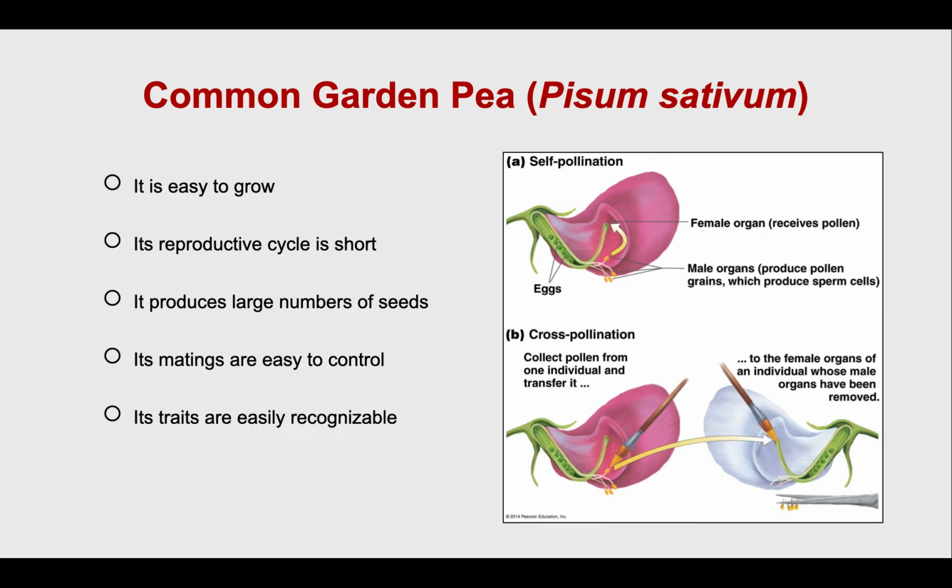So Mendel used the common garden pea, and he used this pea plant because it had some really awesome traits that made it easy to work with. It's really easy to grow. It doesn't need anything special. It has a really short reproductive cycle. If we're working with a mammal, maybe we'd have to wait a couple years before another reproductive cycle would come, best case scenario. It produces a large number of seeds, so we can get a lot of offspring that we can look at. The matings are easy to control, and the traits are easily recognizable.